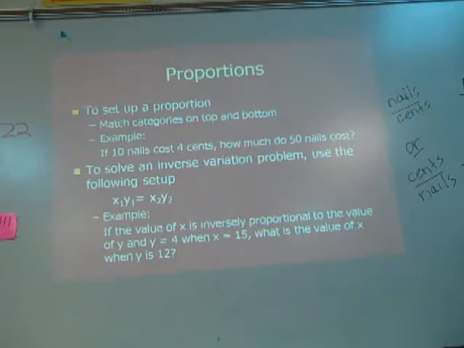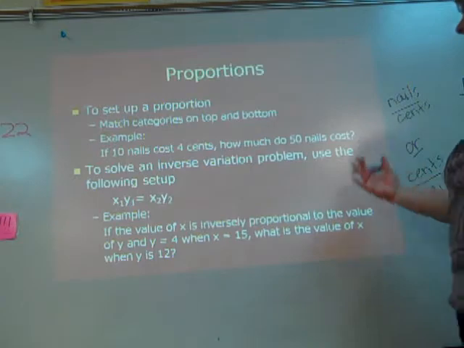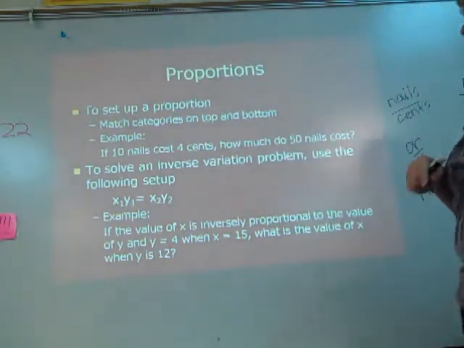Either way that you work this out to solve it, you cross multiply and then divide. So we would get 10 times x, which is 10x, equals 50 times 4, which is 200. Either way you look at it, you get 20. Doesn't matter which way you choose to do it, just be consistent. So 20 cents, that's how much 50 nails would cost. 5 times as much because it's 5 times as many nails. Make sure your answer makes sense.